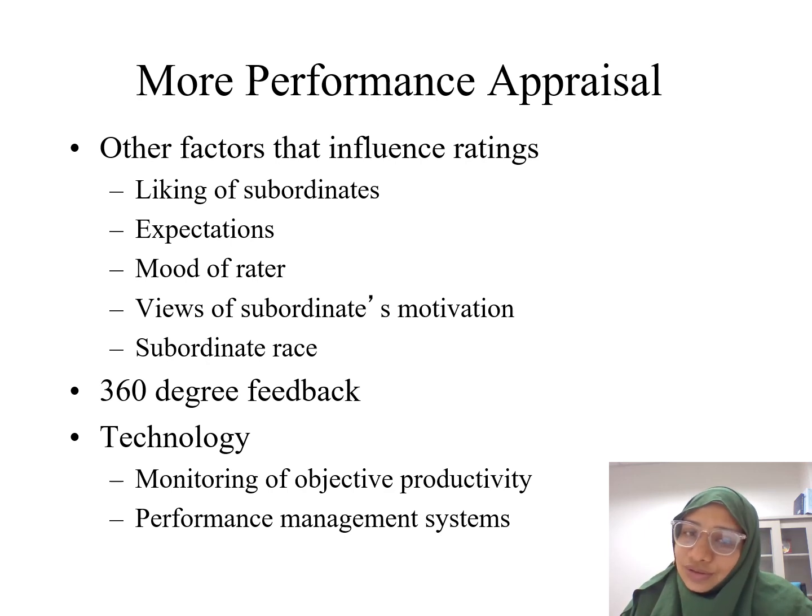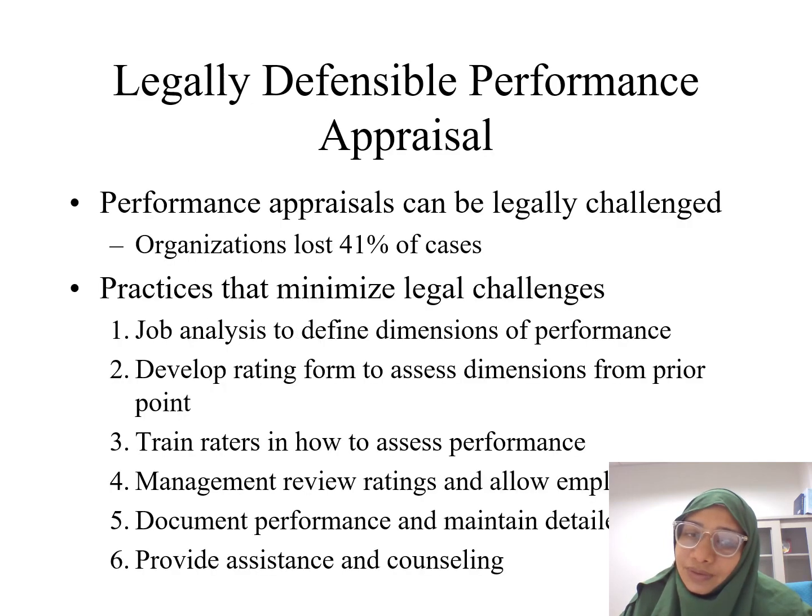Mood of the rater also influences: if they have a bad mood, they give bad marks. Then the view of the subordinate's motivation, and subordinate risk also contribute to the problems in performance appraisal. To cover all these problems, we have a few methods such as 360-degree feedback, where we get feedback from the stakeholders to look at the performance of workers. We also use technology monitoring of objective productivity and a performance management system, which records all the data of what is done by the employees.